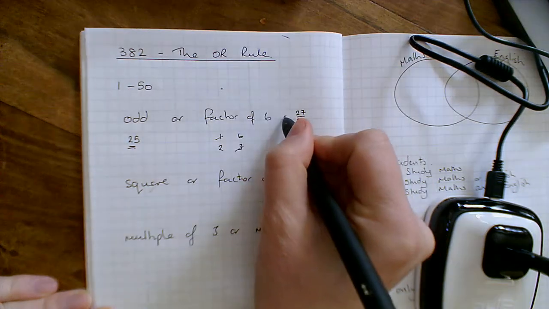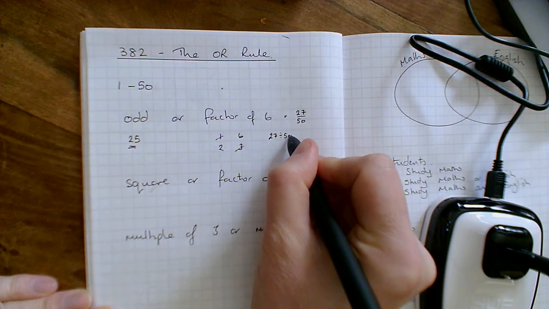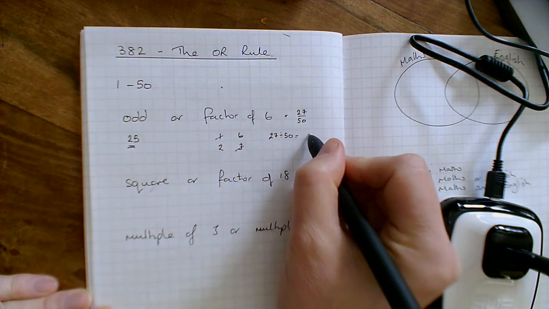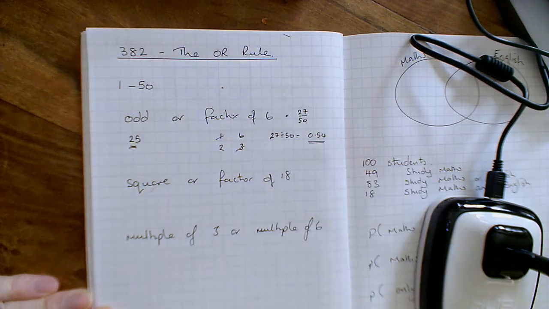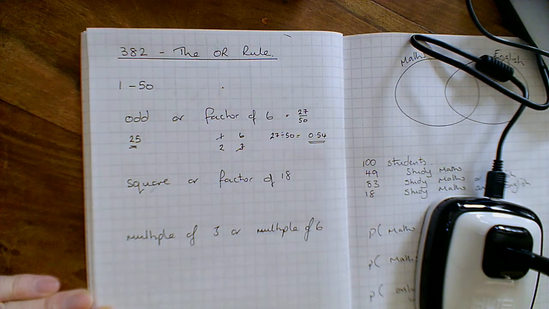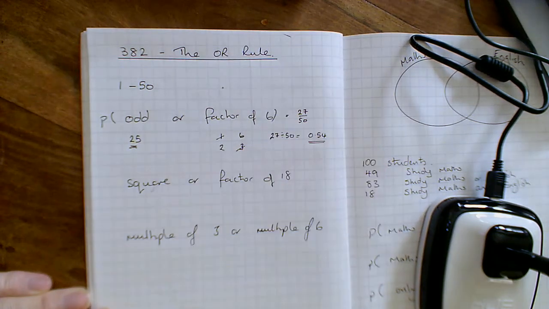Okay, if you then get your calculator, you'll be able to do 27 divided by 50 and you get the answer. What's that going to be? 0.54, as your probability of getting an odd number or a factor of 6. Okay, so that's the probability of getting that.